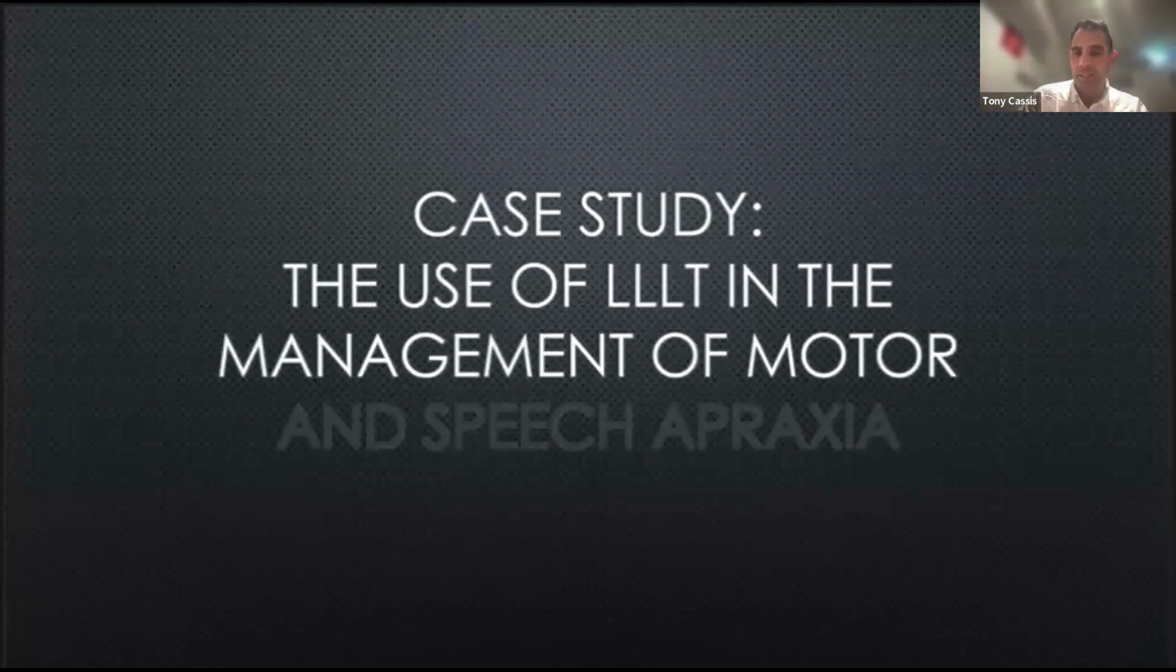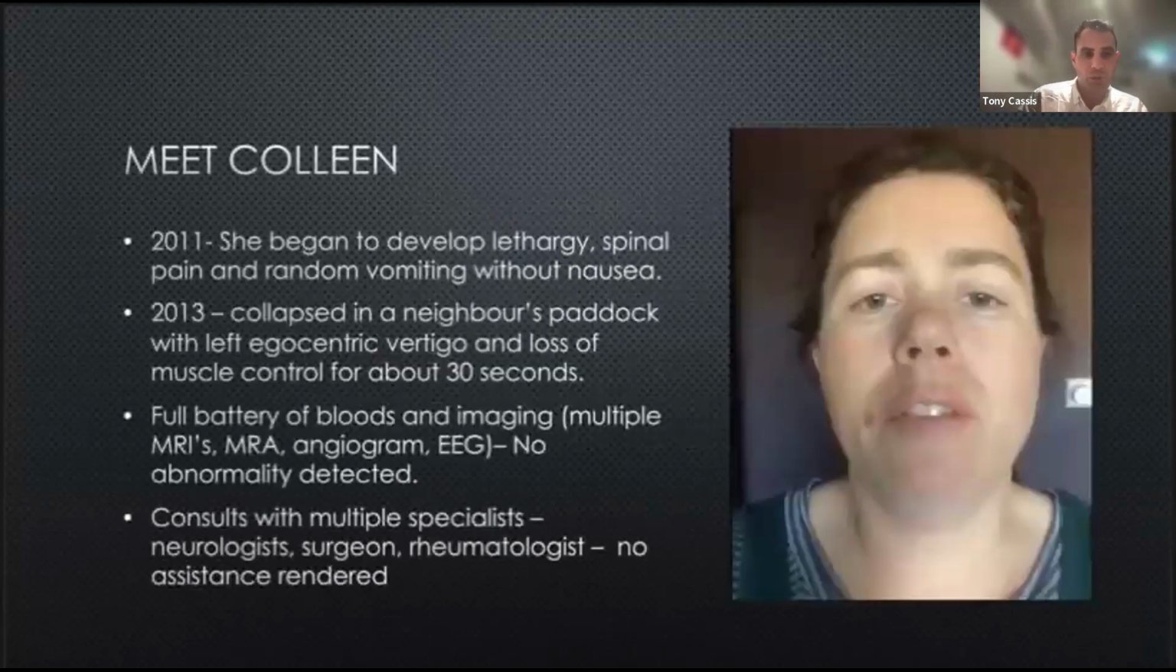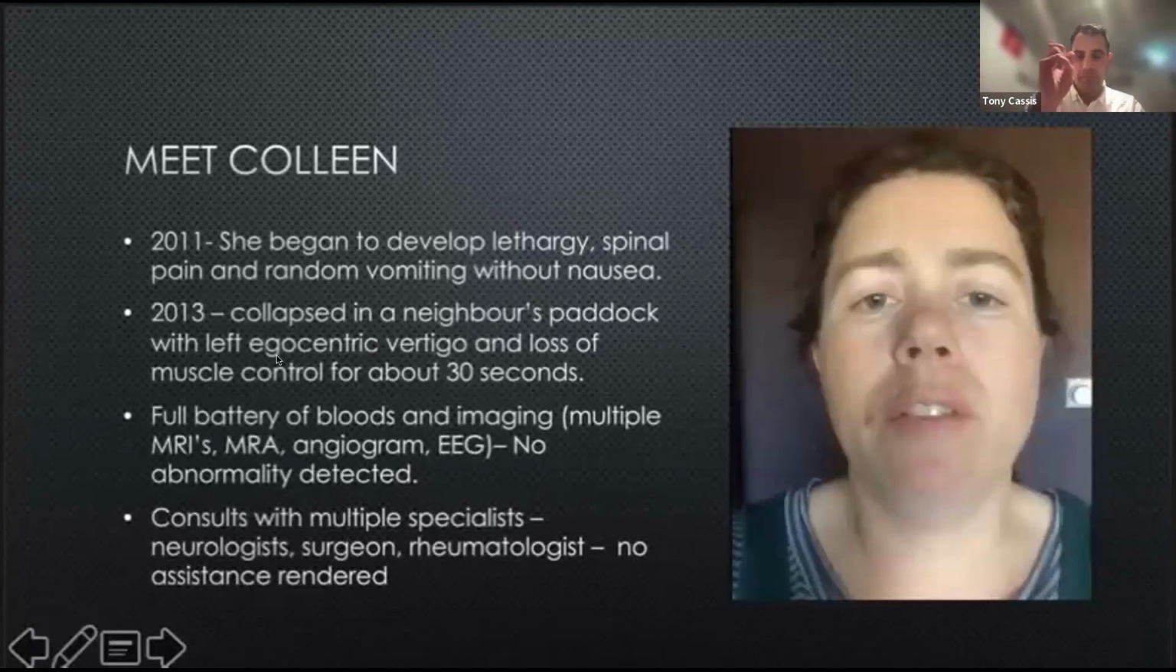This is a patient of mine, a lovely lady. She had speech, motor and speech apraxia. Her name's Colleen. In 2011, she developed lethargy, spinal pain, nausea and random vomiting. In 2013, she collapsed in a native paddock with left egocentric, meaning she felt like she was spinning to the left, and she lost muscle control for 30 seconds.